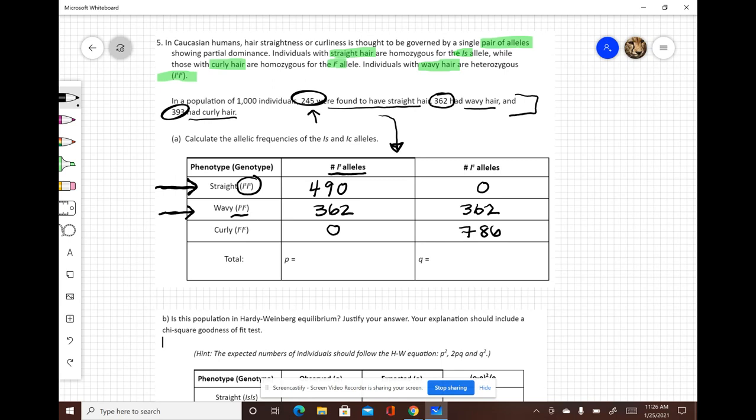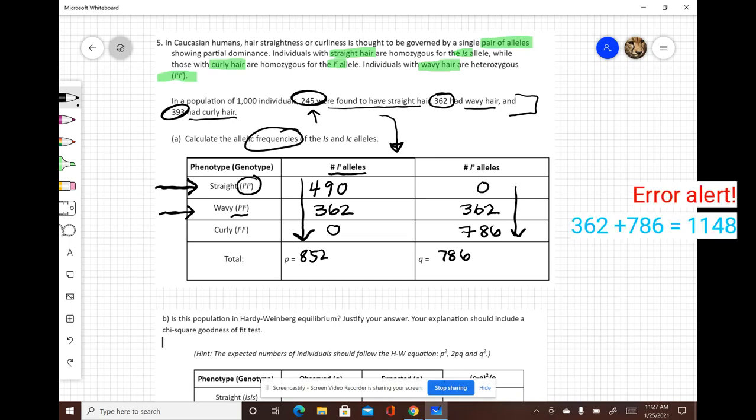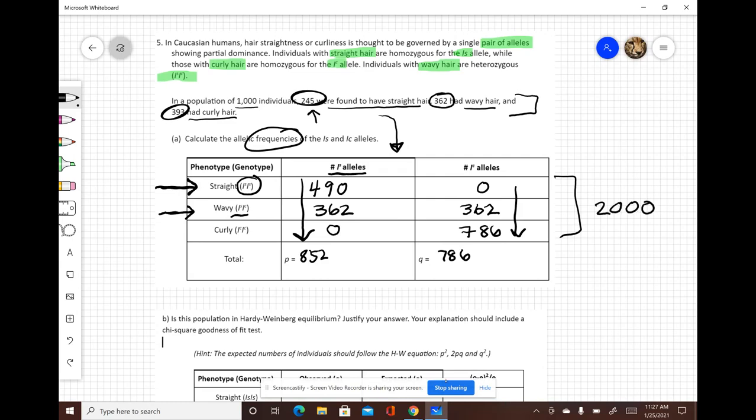Now what I'm going to do next is find the total amount of my S alleles here. So when I add those together, I get 852. And when I add these together, I end up with 786. These are total alleles. These are not frequencies yet. So by doubling everything up, instead of having 1,000 as my total here, down here in my chart, I now have a total of 2,000 because I know there are 2 alleles associated to each person.